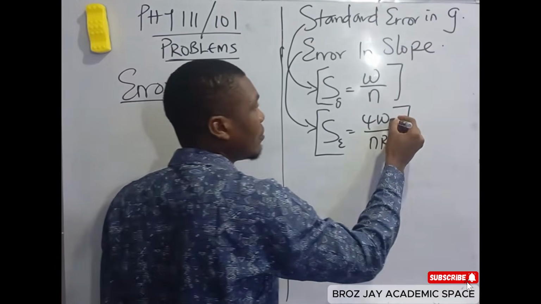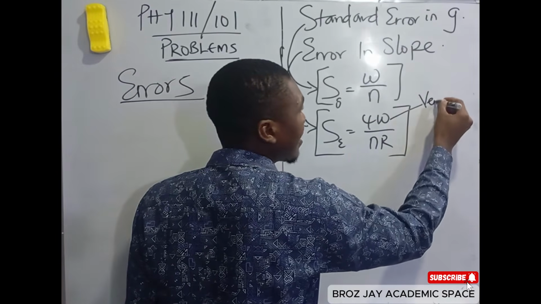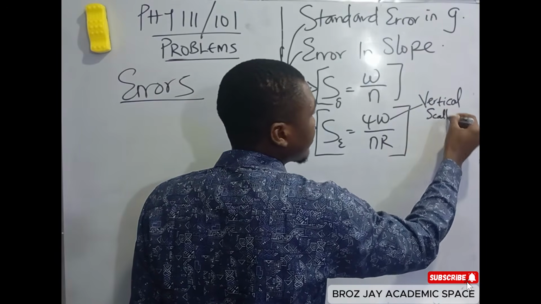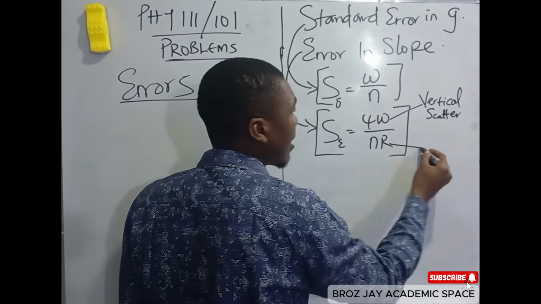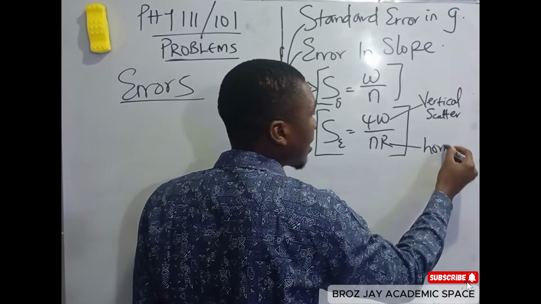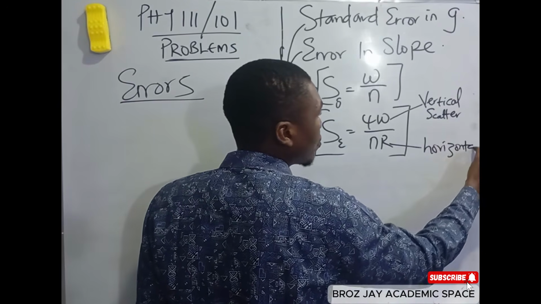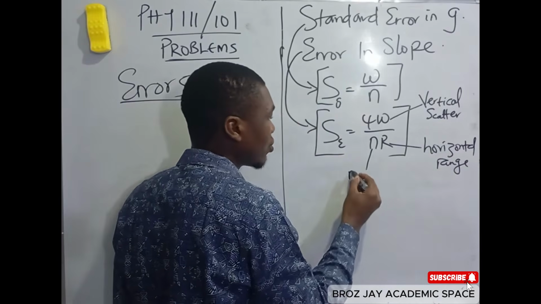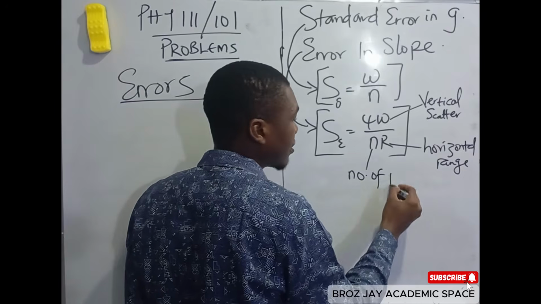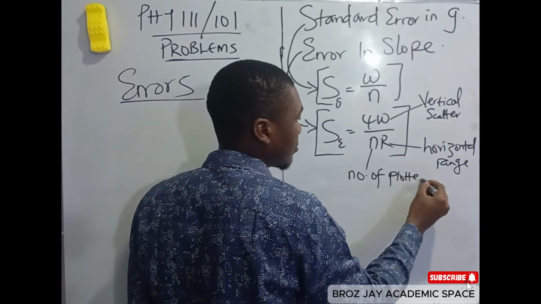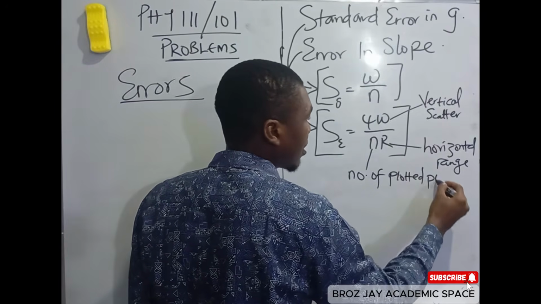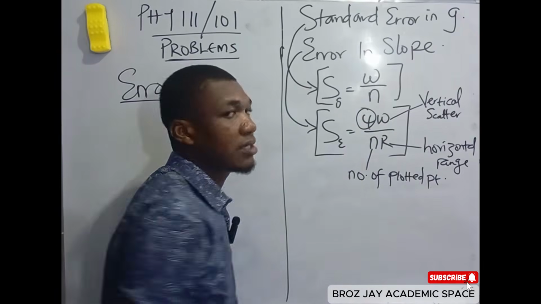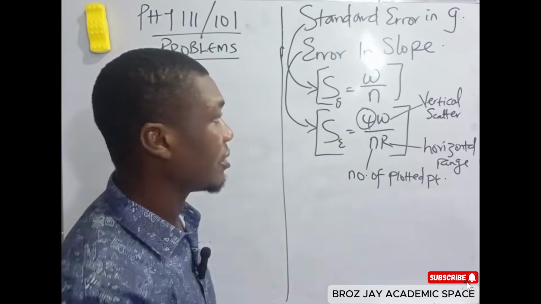Now, W is known as the vertical scatter. R is known as the horizontal range. N is the number of plotted points. 4 is a constant. The same meaning here is the same meaning here.